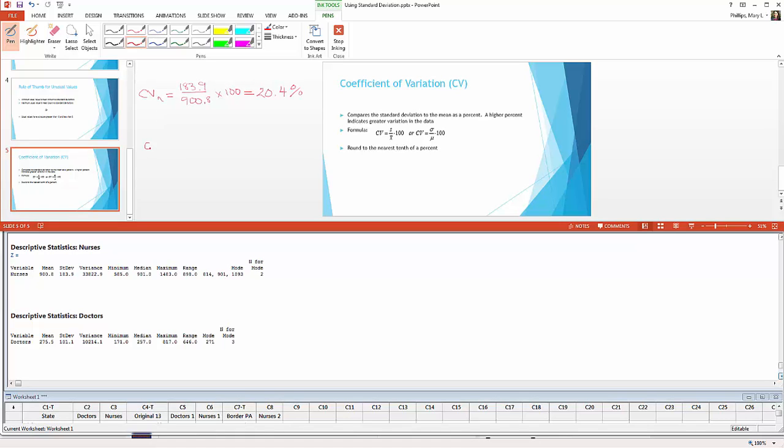Again, I'm going to repeat this just with the doctors' information, so the coefficient of variation for the doctors. The standard deviation here is 101.1, the mean 275.5, change that into a percent, go to my calculator, and I get 36.7%. So this allows me to compare the two different populations. With the higher percentage for the doctors, there is more variation in the number of doctors per 100,000 residents than there is in the number of nurses per 100,000 residents when we compare the different states within the United States.